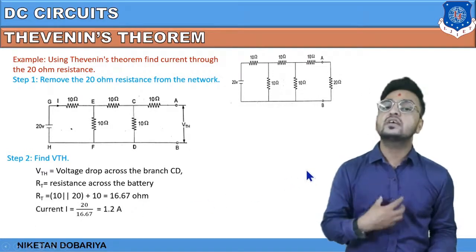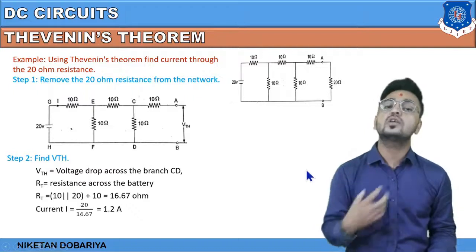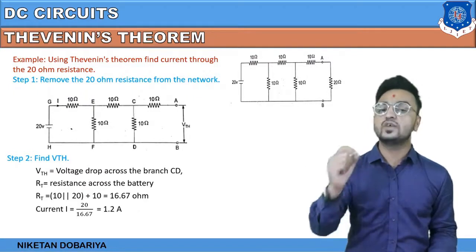So now we have a total resistance, and based on that we can find the total current, and that is going to be I is equal to V by R.